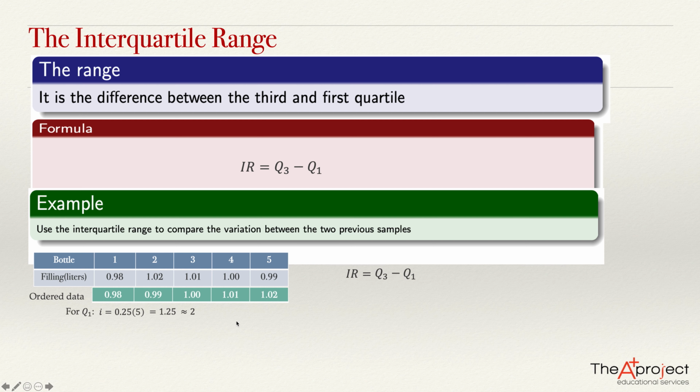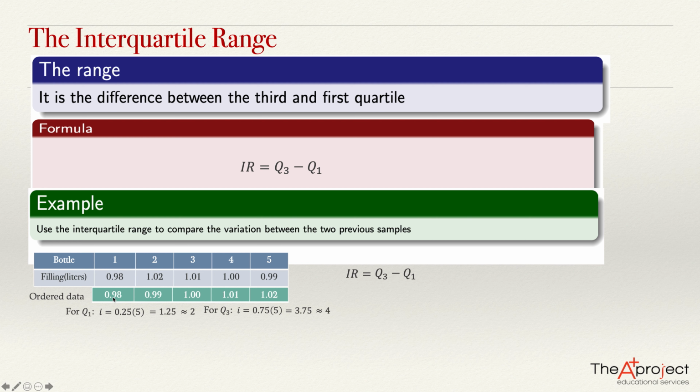Let's see for quartile 3. We are going to do the same, but quartile 3 has 75% of the data below it. So the index will be 0.75 times 5, which is 3.75. We round up this number, and the answer is 4. So the fourth data will be the quartile 3. The fourth data is 1, 2, 3, 4: it is 1.01. So this will be the quartile 3.